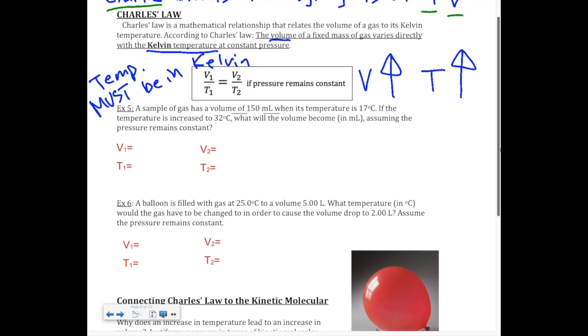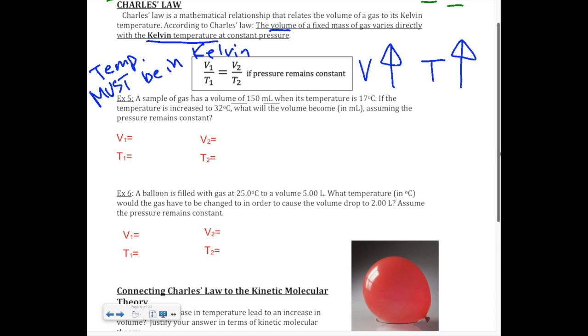So let's go ahead and do some examples. Again, just like Boyle's Law, we're just going to glean information from the problem, write down known information where the red letters are. So a sample of gas has a volume of 150 milliliters when its temperature is 17 degrees Celsius. Okay, so we got to figure out what that is in Kelvin first off. So it says 17 degrees Celsius. If you add 273, just do a quick addition, we will end up with 290 Kelvin. Okay, so I should write down 290 Kelvin.